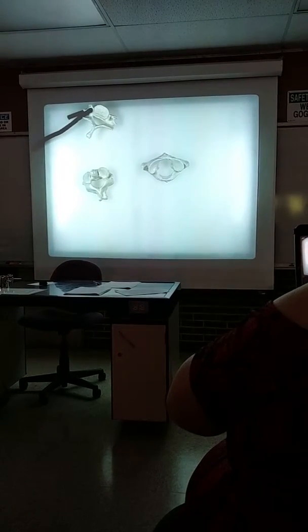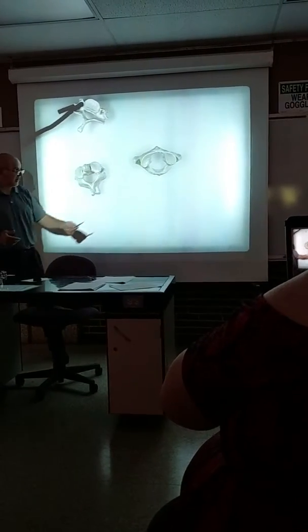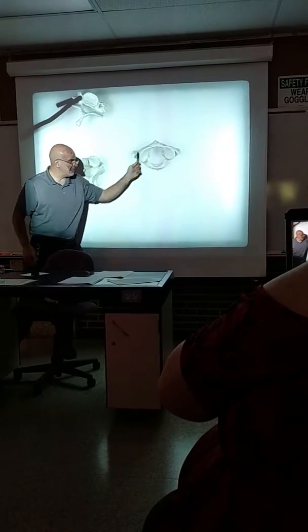Okay, the first 2, the atlas and axis. This is the atlas, okay? It doesn't have much of a body, a centrum. You can see it has a very tiny centrum. It's C1, and it's called the atlas. In fact, the joint between the occipital bone and the atlas is called the atlanto-occipital joint. So this is the atlas, C1.